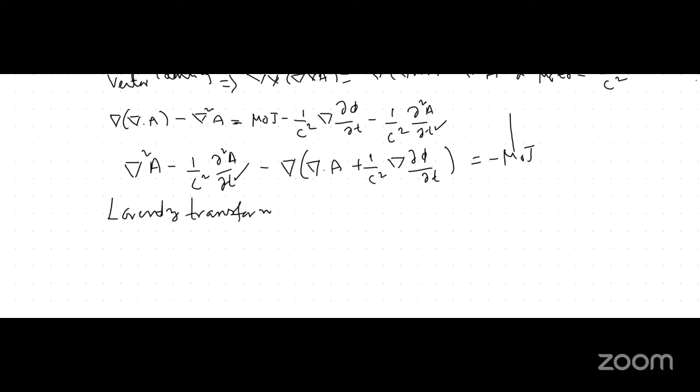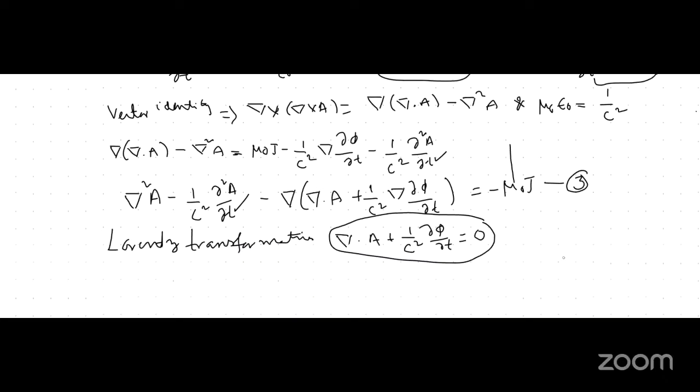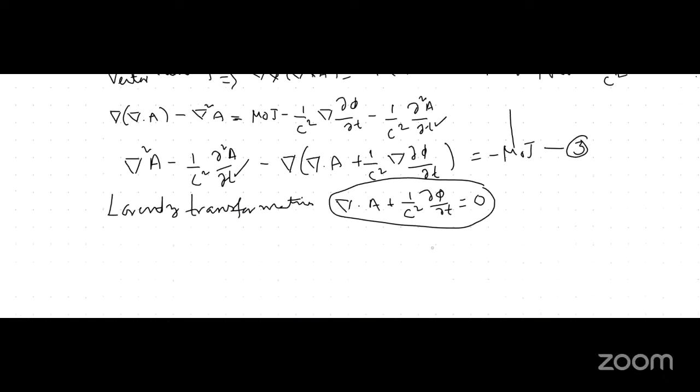So here what we'll do is we'll write the Lorentz condition, that is del dot A plus 1 by c square into ∂phi/∂t, which will be equal to 0. So this equation we are going to be using, that is the Lorentz equation. By using this equation, we will substitute in equation 2 and as well as in equation 3. So in equation 2, we have to substitute the Lorentz condition.